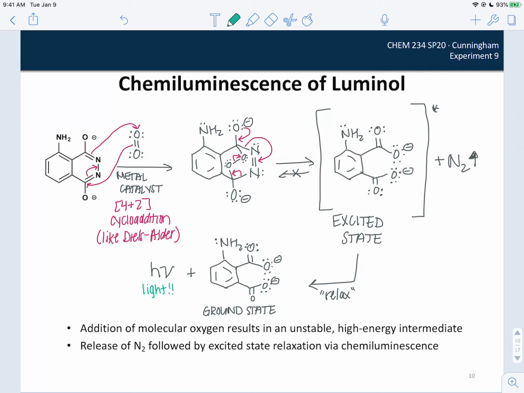So this mechanism, there's a lot of stuff that's going on. Our 4+2 cycloaddition, that's a little bit tough. This decomposition mechanism, where we generate our excited state plus our nitrogen gas, that's a lot of arrows. Just keep in mind that the driving force for this, we're generating N2 gas, which is very, very thermodynamically stable. We're breaking that oxygen-oxygen bond, which is very weak. So this is going to be a really favorable process.